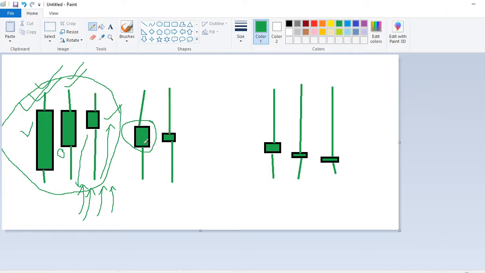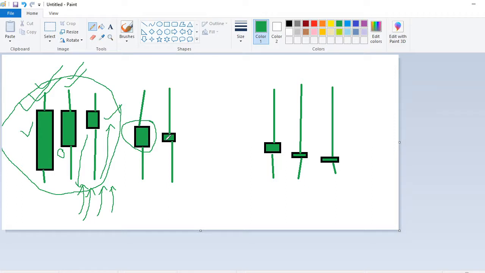Of course it is a green candle, but still there is no aggressive or strong buying. This can be treated as a weakening of the trend, or you can say there is a kind of confusion among the buyers. Of course it is green, but still the buyers are a bit confused, or the trend might be getting weak.